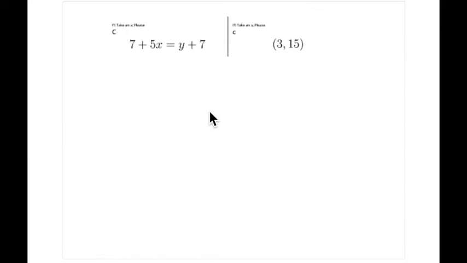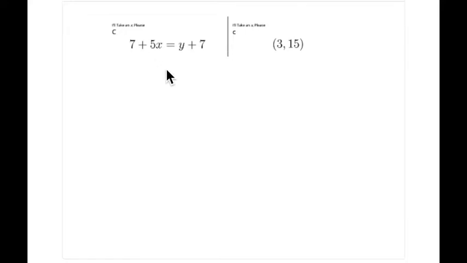For card C, the equation is 7 plus 5x equals y plus 7. And the coordinates, the x coordinate is 3, and the y coordinate is 15. So now remember, these coordinates, the x coordinate and the y coordinate, are a solution to this equation. So if you replace x with 3 and y with 15, these two sides will be equal to each other. 15 plus 7 is 22. 3 times 5 is 15, plus 7 is 22.